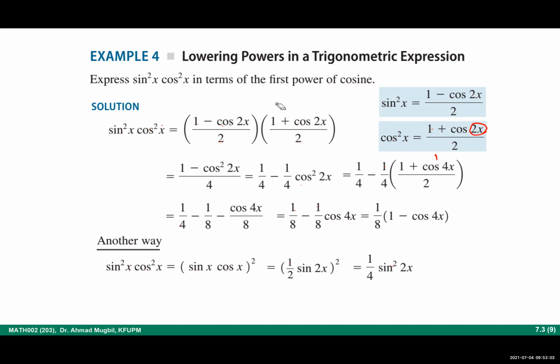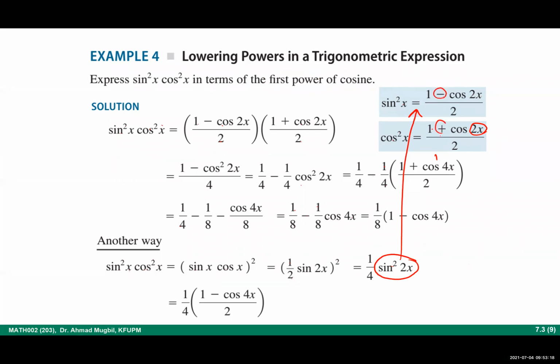So I will use the lowering power formula, this one. But here it is x and 2x. I will put 2x instead of x, and it will be 4x. So it will be 1 minus. Notice, ya shabab, in the case of sine it is 1 minus. In the case of cosine squared it is 1 plus. Now this 2x will be 4x. The power is 1 here. So it will be 1 minus cosine 4x over 2. Now we are done. Just multiply, expand, and here we are. Indeed, if you expand it, it is 1 over 8 minus 1 over 8 cosine 4x.